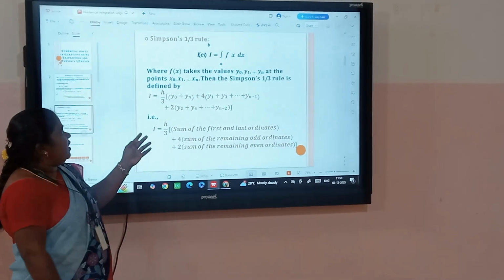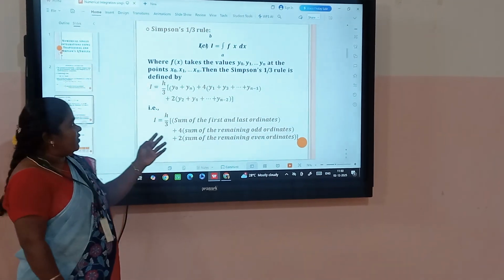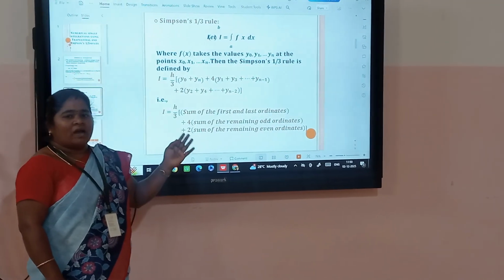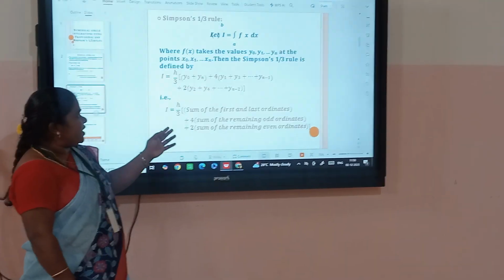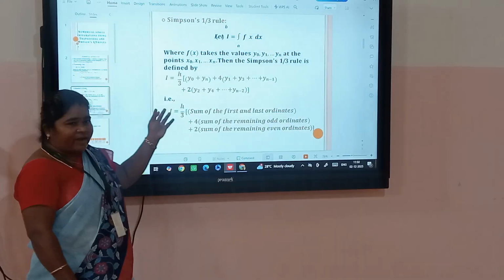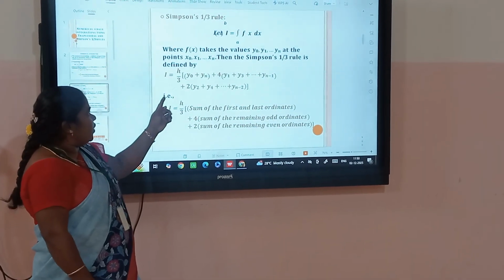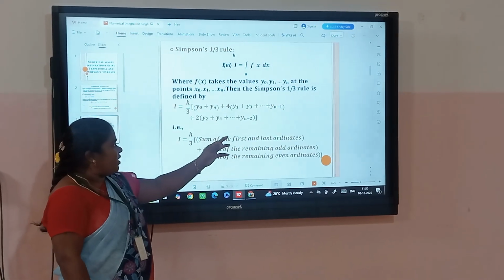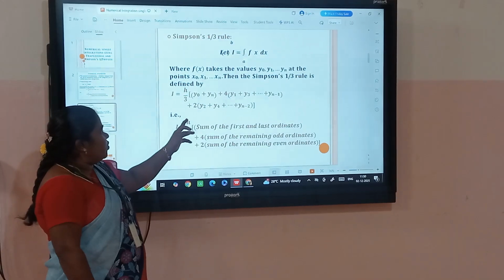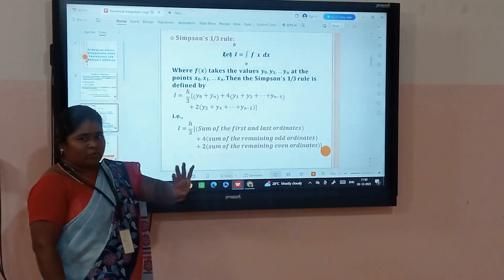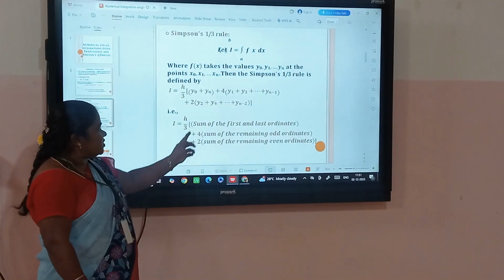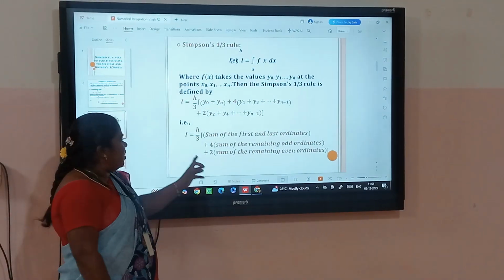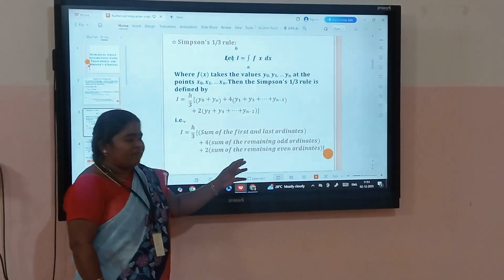Simpson's one-third rule. Let I equal integral a to b f of x dx. When f of x takes the values y0, y1 and so on yn, and the points x0, x1 and so on xn, Simpson's one-third rule is defined by I equal to h by 3 [y0 plus yn plus 4 into (y1 plus y3 plus and so on yn minus 1) plus 2 into (y2 plus y4 plus and so on yn minus 2)]. I equal to h by 3 [sum of the first and last values plus 4 into sum of the remaining odd values plus 2 into sum of the remaining even values].